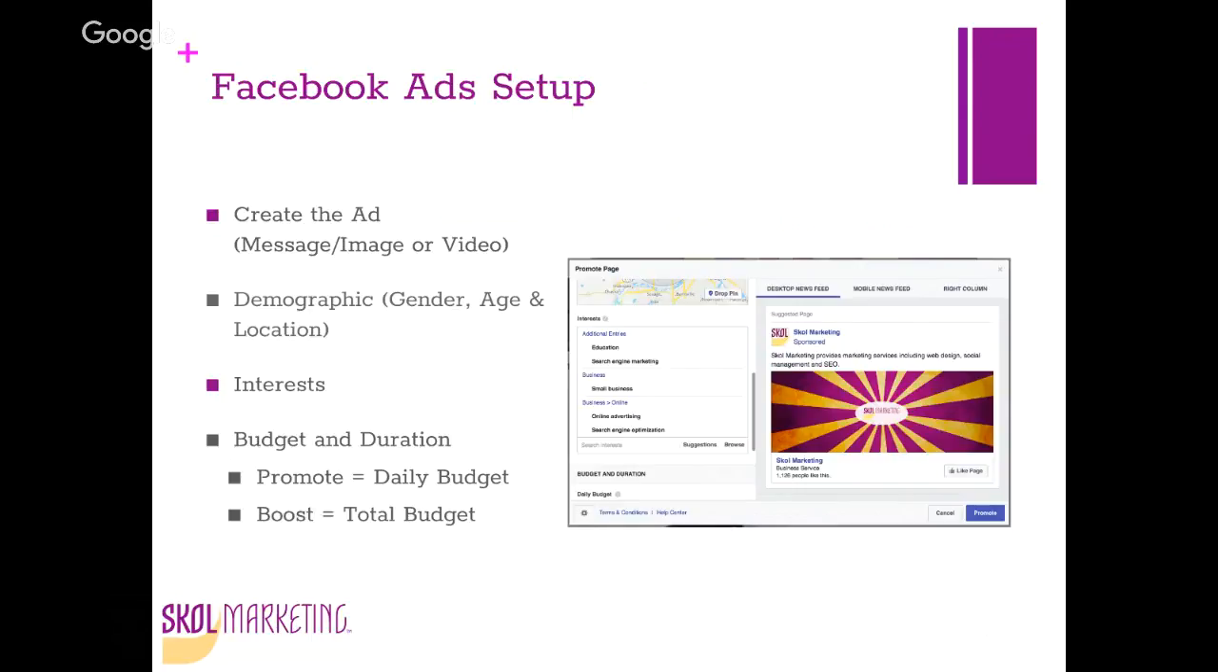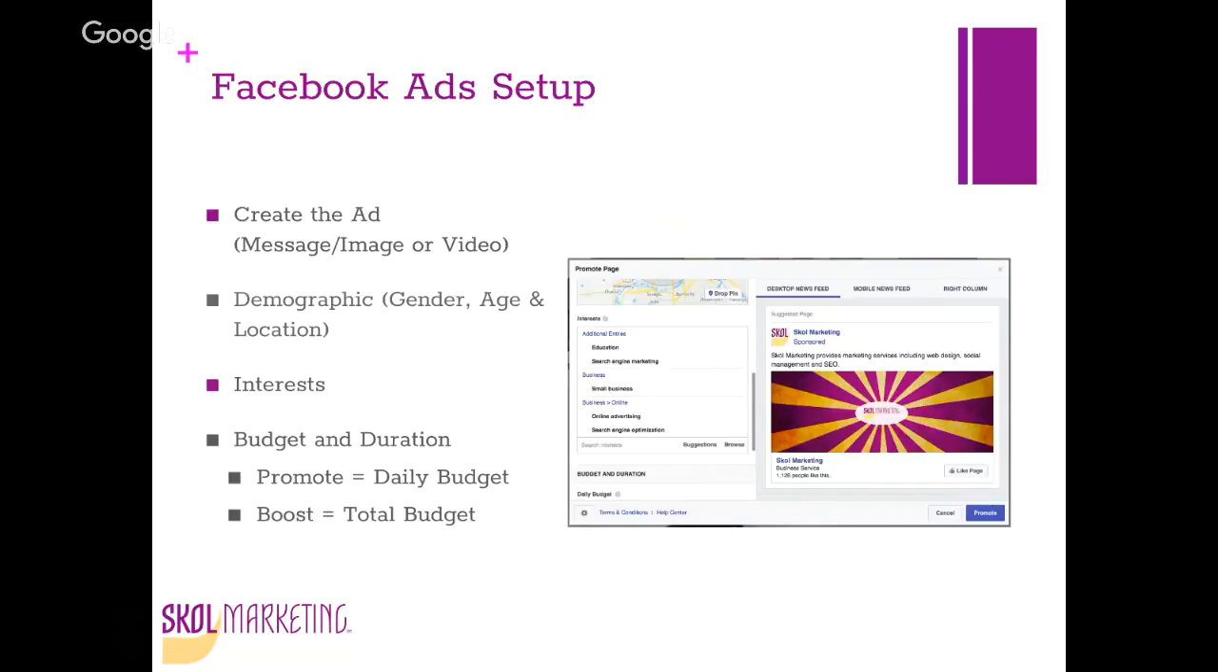We can't do this, besides location, within things like Google or Bing AdWords. We can't go after different gender, ages, or even interest levels. So take advantage of the different demographic areas that you're able to within Facebook, because that's the power of social media advertising.